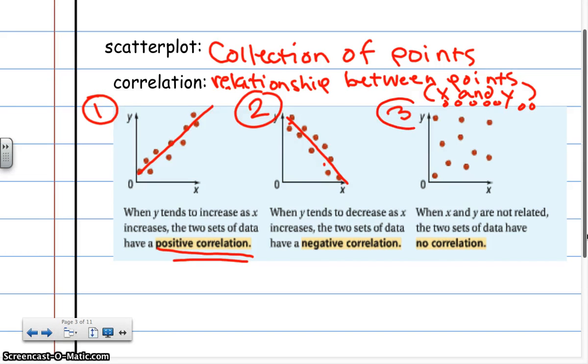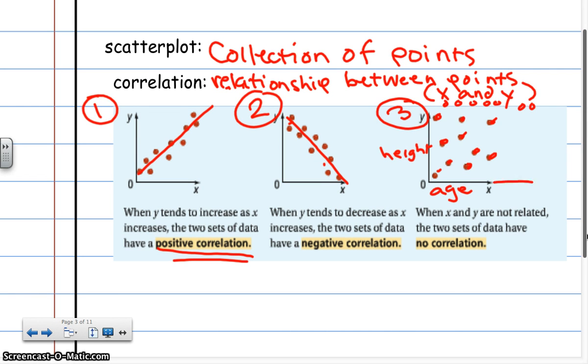This last one represents no correlation. They're just a whole bunch of random points. I can't really form a line. A very good example could be, which one would be the independent? They're both kind of independent, aren't they? Age is going to happen no matter what, and then we've got height going on. So that's a really good example, height and age.